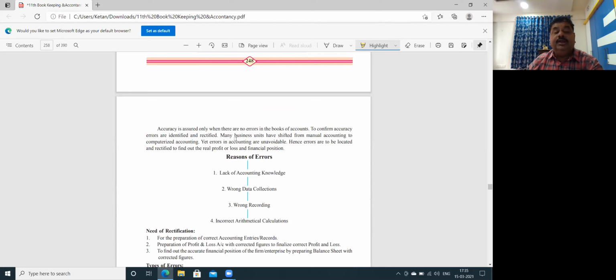Accuracy is assumed only when there are no errors in the books of accounts. To confirm accuracy, errors are identified and rectified. म्हणजे आपण ते फाइंड आउट केलं पाहिजे. काय चुकलंय आपलं, what is the mistake made by us.